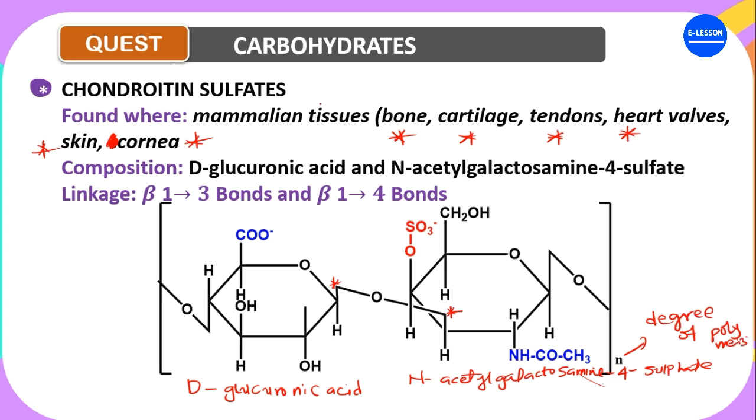Most especially where it is found: mammalian tissues like the bone, the cartilage, the tendons, the heart valve, the skin, and the cornea. Composition: D-glucuronic acid and N-acetyl galactosamine phosphate. The linkage is 1 to 3 bonds for the monomers that make up the units, and then 1 to 4 bonds for the units that make up the chondroitin sulfate, which is the polymer itself.